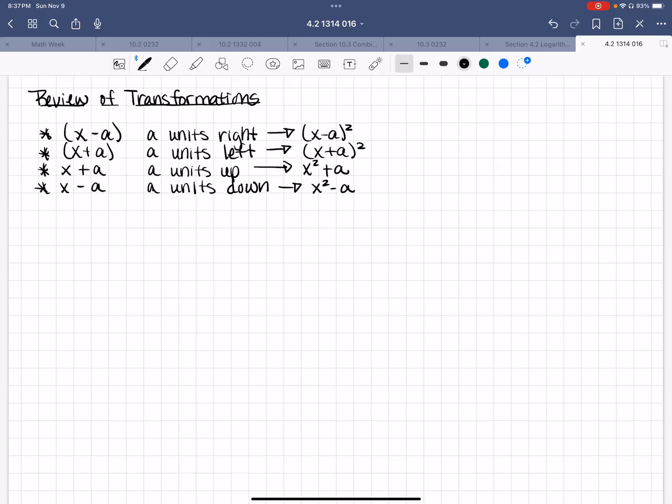Now, also, what you need to keep in mind is if I make that x negative in there, this is a flip over the y-axis.